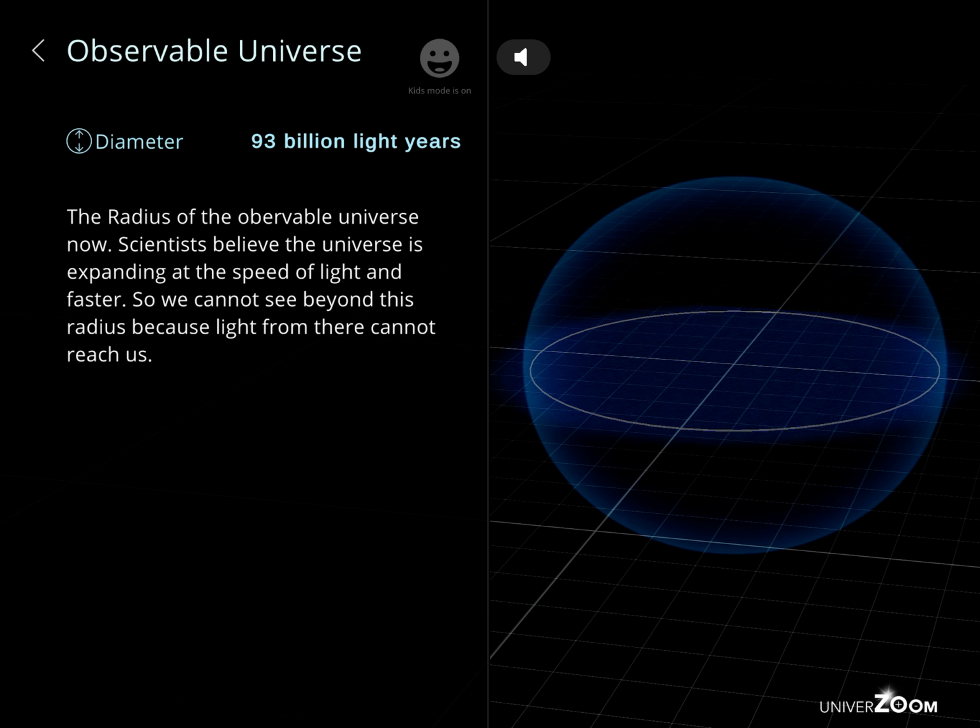Observable universe. Diameter 93 billion light-years. The radius of the observable universe now. Scientists believe the universe is expanding at the speed of light and faster, so we cannot see beyond this radius because light from there cannot reach us.